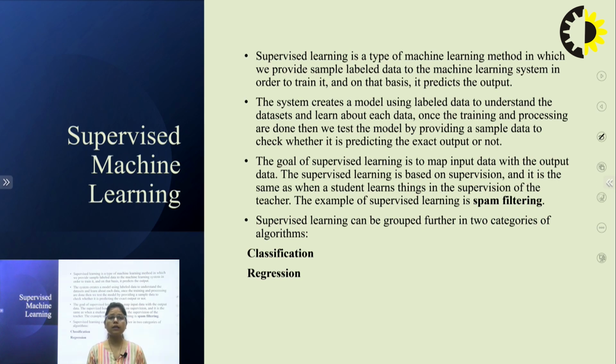Supervised learning is further classified into two parts: classification and regression. In classification, we use categorical data, basically data divided into categories like yes, no, male, female, true, false. These are the categories. It can be binary, or have more than two classes, or more than three classes. In regression, continuous data is used.